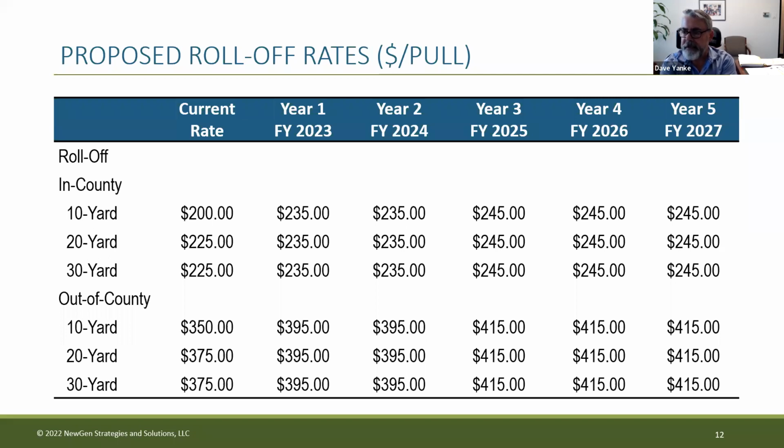So your current rates right now in county, 10, 20, 30, you can see are $200 and $225. We are recommending in FY 2023, those rates all be moved to $235 a pull. There is no difference in the level of effort, diesel, time, etc., spent to pull a 10 versus a 20 or a 30. It's very common in the industry. They're all charged the same rate for the pull. So we're recommending they go to $235 in 2023, and then 2 years later in 2025, increase to $245. Similar with the out of county, move to a consistent rate, going from the $350 and $375 to $395, and then again in FY 2025, $415.